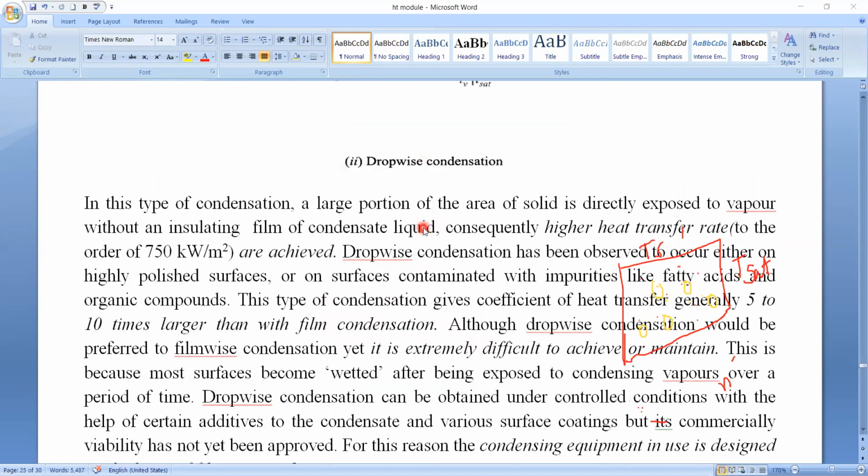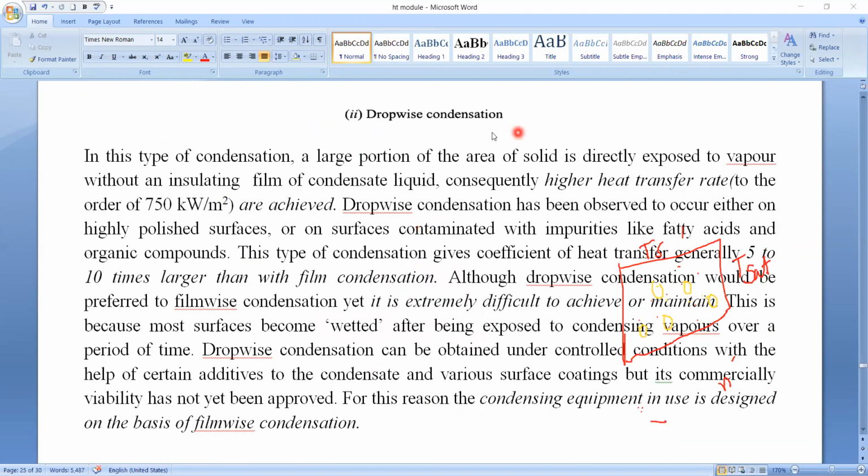Okay, now let's have some more technical discussion on dropwise condensation, and we'll see how dropwise condensation is different from film-wise condensation. So concentrate here. In this type of condensation, a large portion of the area of the solid is directly exposed to the vapor without an insulating film of condensate liquid. Consequently, a higher rate of heat transfer, which is of the order of 750 kilowatts per meter square, is achieved.